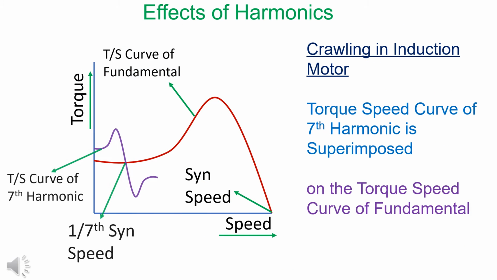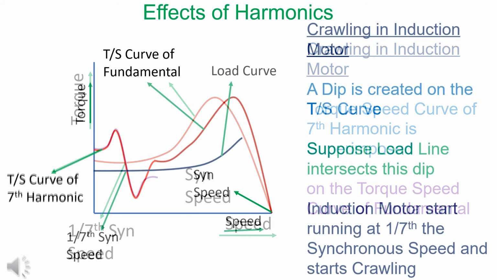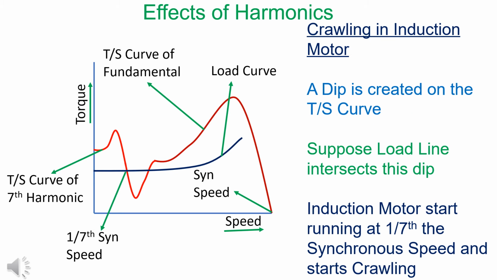Let us superimpose torque speed curve of the seventh harmonic on the fundamental. A dip is created in the torque speed curve. The load curve may cross this dip. The induction motor starts running at 1/7 the rated speed. We say that the induction motor is crawling.